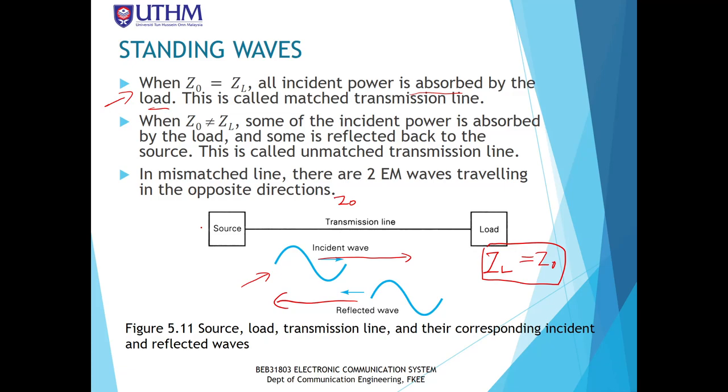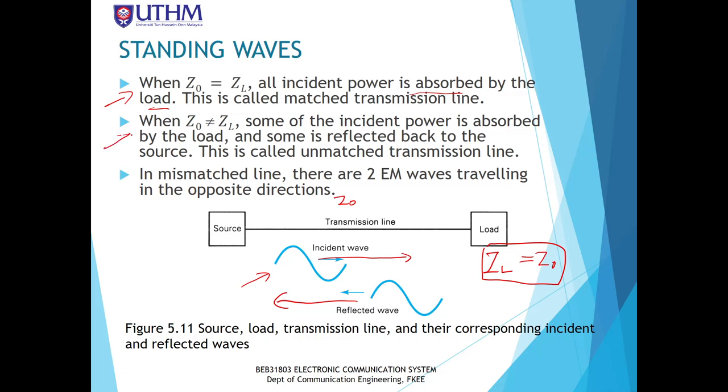So in this case, kita boleh mencapai maximum power transfer kerana tidak ada reflected wave. There's no pantulan, tidak ada reflected wave from the load to the source. And then, what happens if it is not equal? What happens if the load impedance is not equal to Z0?